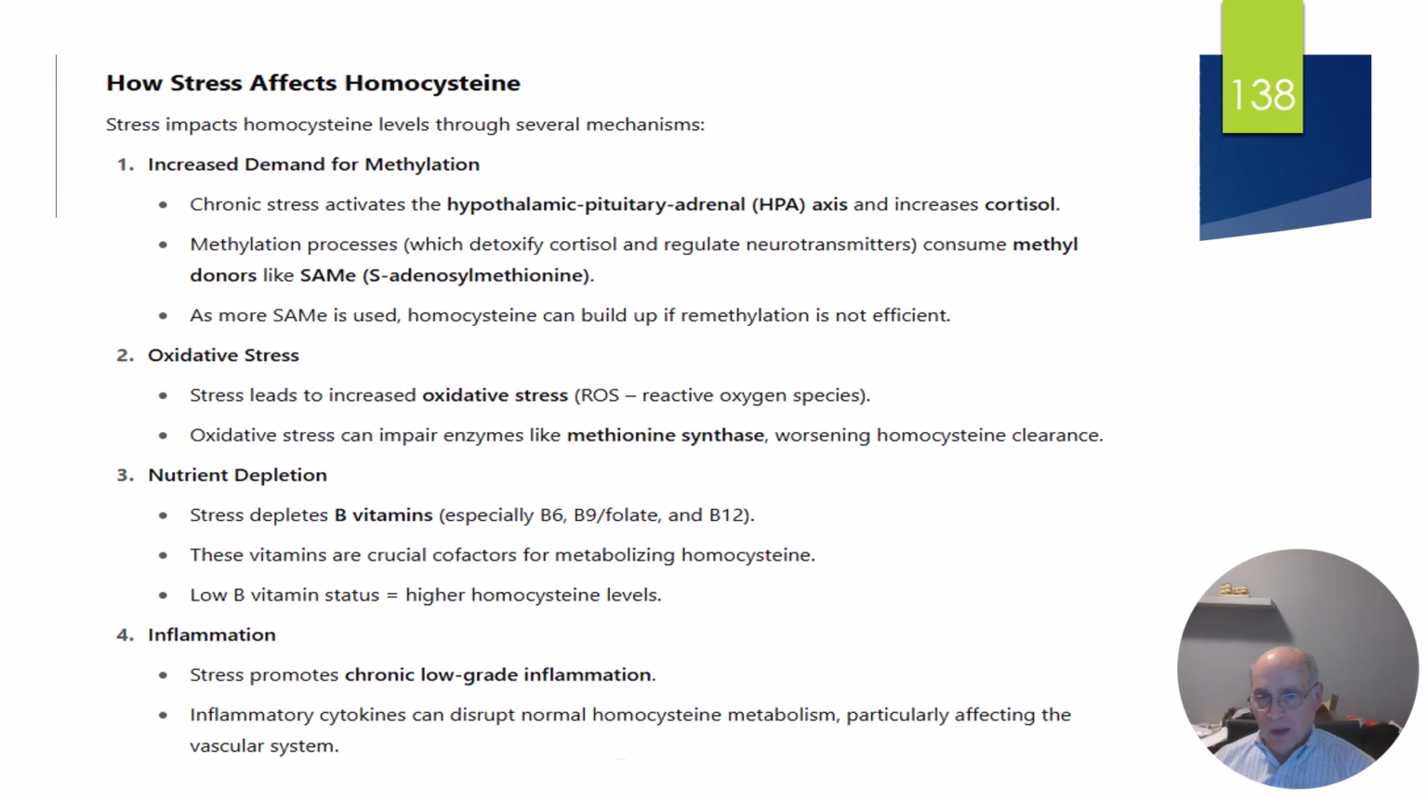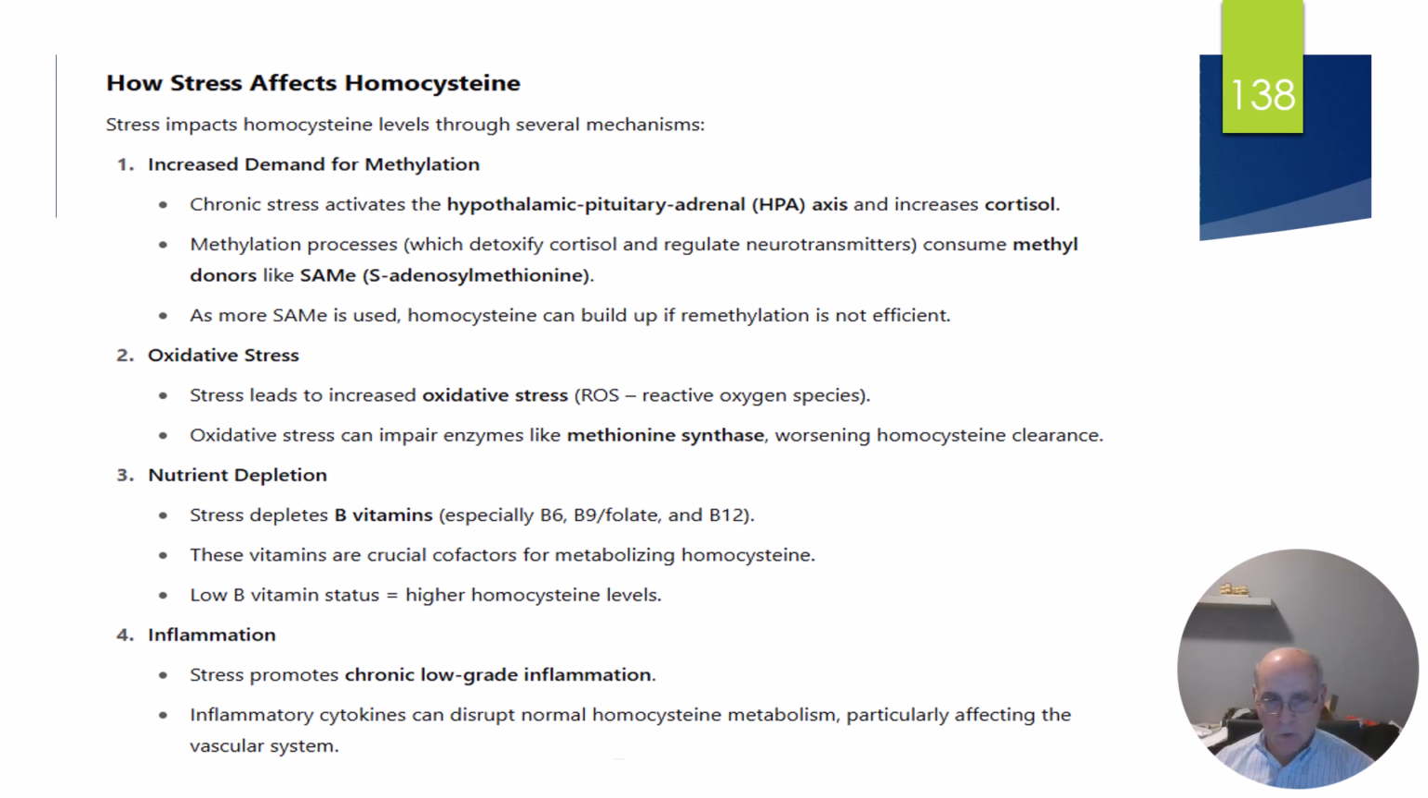Chronic stress activates the HPA axis, leading to cortisol. Methylation processes consume methyl donors. As more SAMe, which is another methyl donor, is used, homocysteine can build up. Oxidative stress leads to impaired certain enzymes like methionine synthase, which is part of the whole process of getting rid of homocysteine. Stress depletes B vitamins, so the vitamins that are necessary to keep in check homocysteine levels. These vitamins are crucial cofactors in the metabolism of homocysteine. Low B vitamin status, high homocysteine.